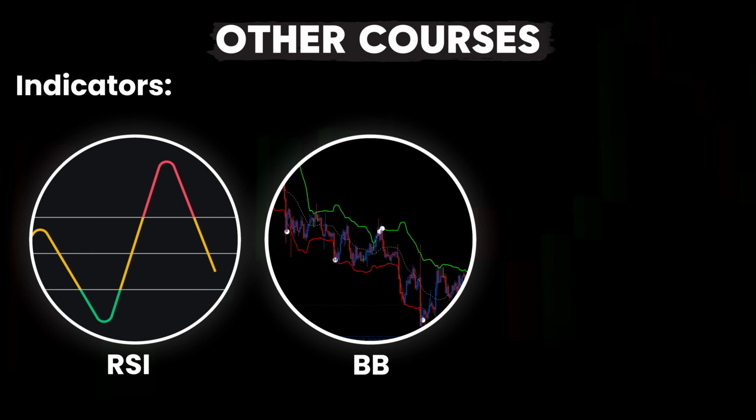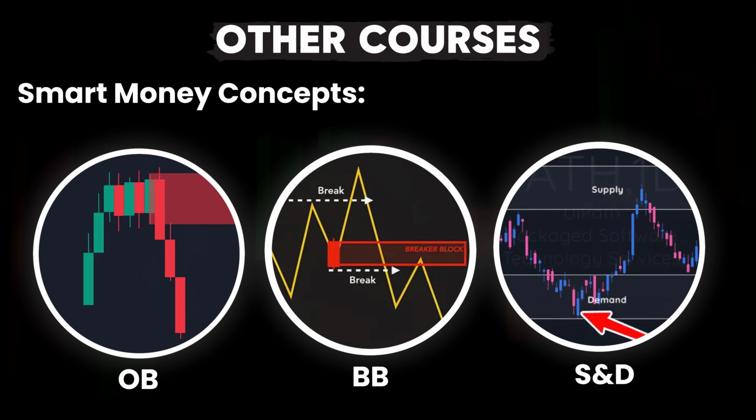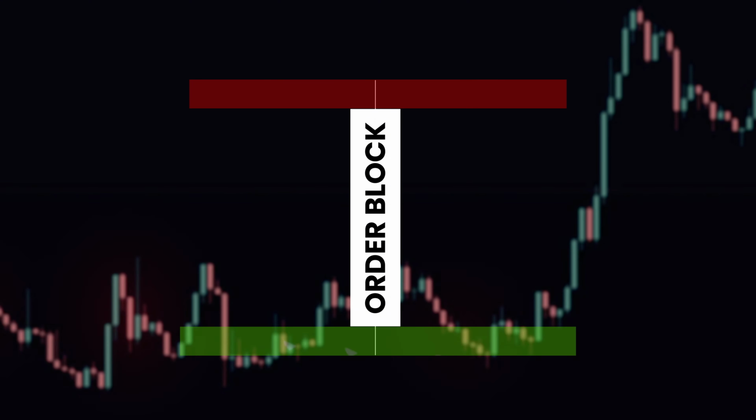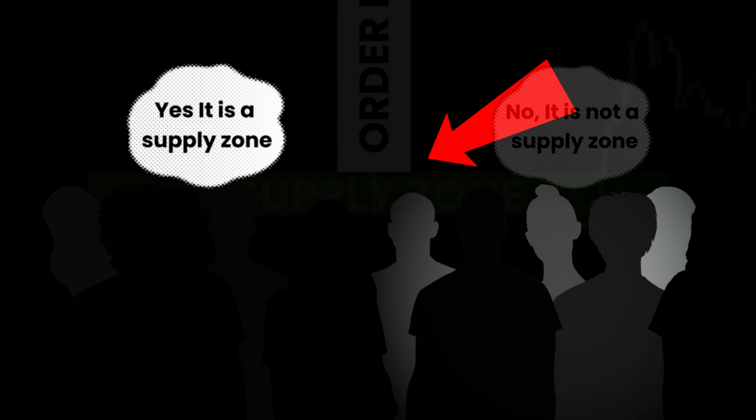You might have seen other courses teach you about indicators like RSI, Bollinger Bands, or Elliott Wave Theory, or even certain smart money concepts like order blocks, breaker blocks, or supply and demand zones. There is no irrefutable proof that these concepts are real or that they work. No candle has order block written on it, neither do supply and demand zones. If you were to ask 100 people if a certain candle is a supply zone, you will get some people saying it is and some will say it's not.